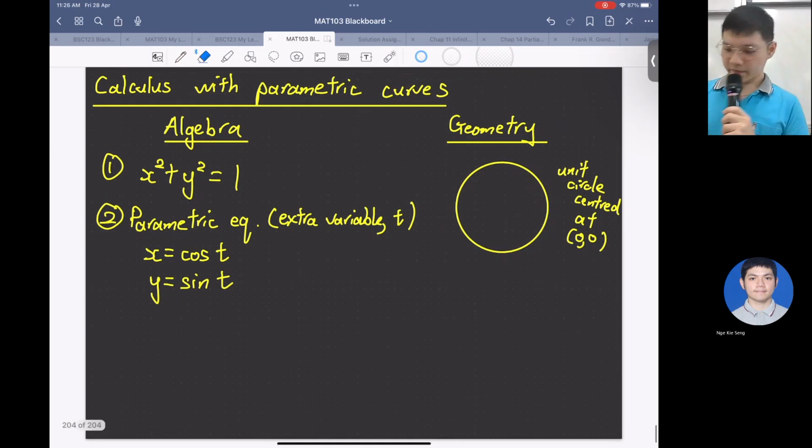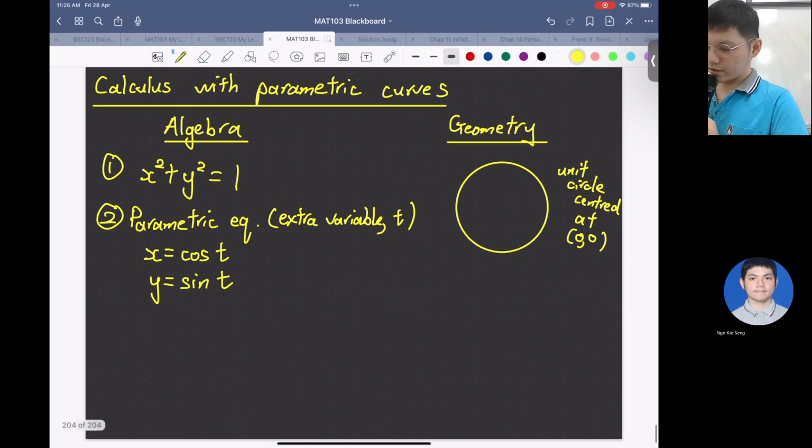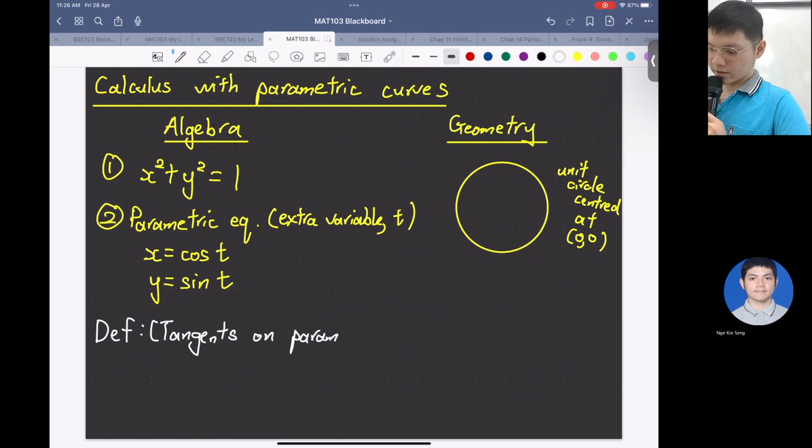So today we talk about tangent, the tangent on parametric curves. So what's the tangent?